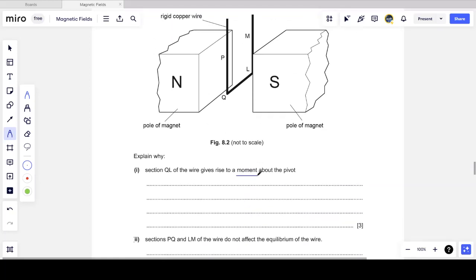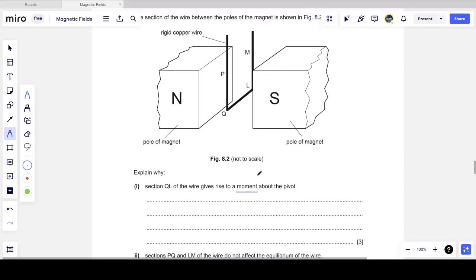Well, the first thing we can see is that QL of the wire, when placed between the poles of the magnet, is perpendicular to the field. Why? Because the field lines are pointing from north to south. So as we look at it from the side view, it's left to right.